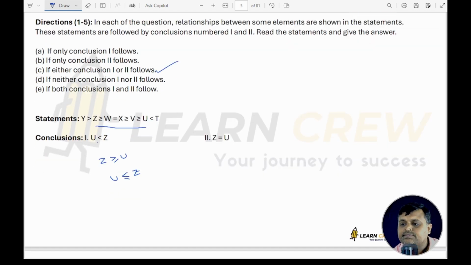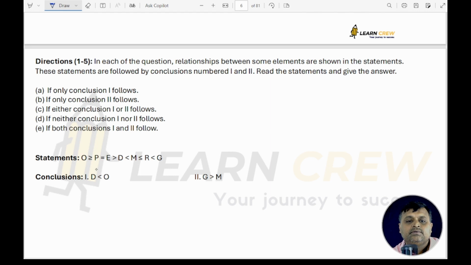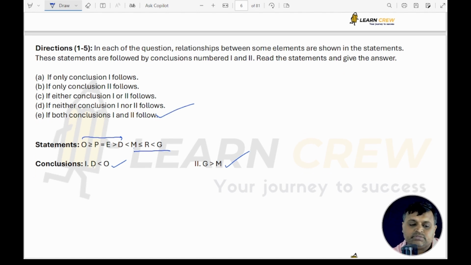Next, 5th question. Between D and O, if you see O greater than D, so D less than O is correct. What about the next one? Between G and M, M less than G is going to be correct. So G greater than M is also correct. So we can say both 1 and 2 follow, option E. Now next.